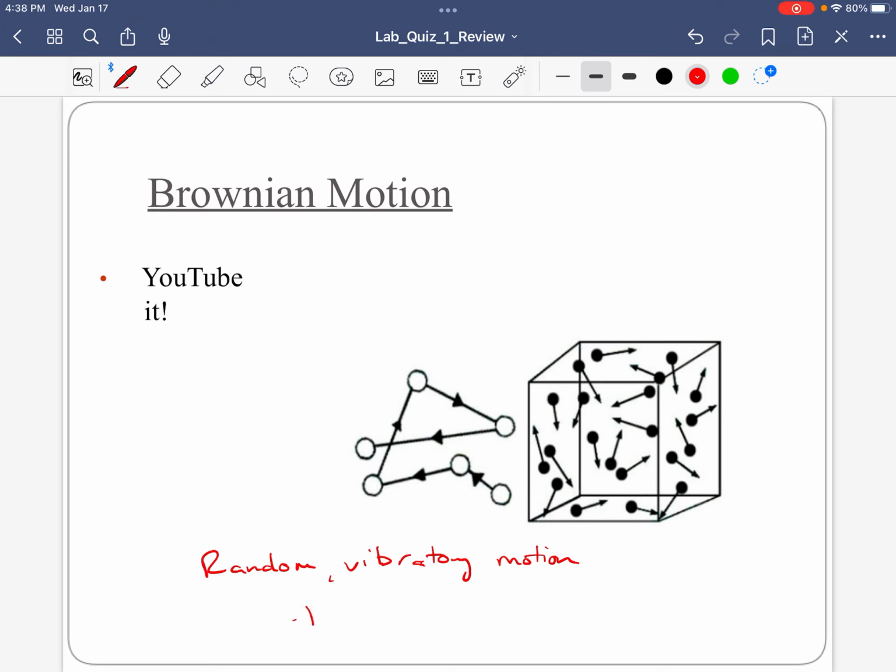This tends to help diffusion. Diffusion is still passive, folks. Diffusion is still passive, but the fact that these particles tend to have a natural vibratory energy to them tends to help diffusion.